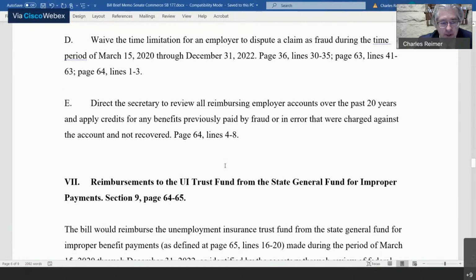And then there's also a provision here that directs the secretary. This is sort of a separate provision dealing with reimbursing employer accounts. It directs the secretary to look over those accounts over the past 20 years. And if there were any accounts that have been charged as a result of fraud or an error, to go ahead and apply credits against those accounts.